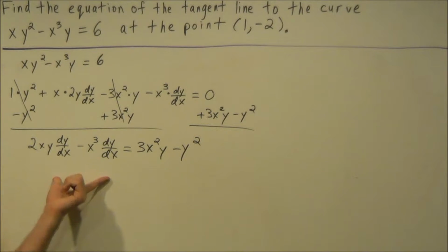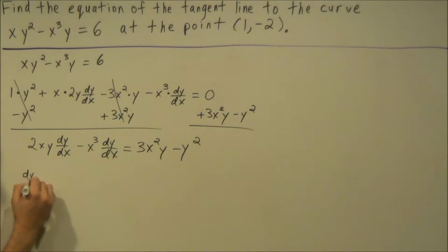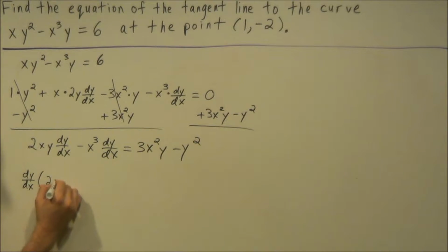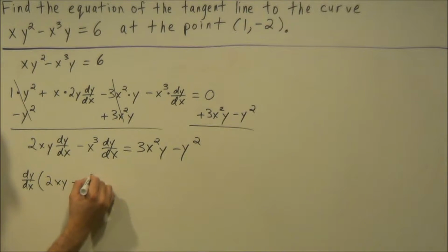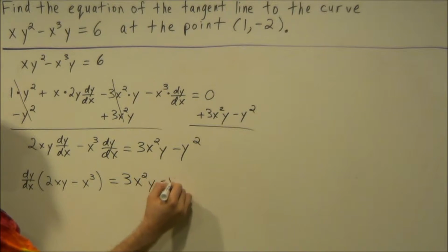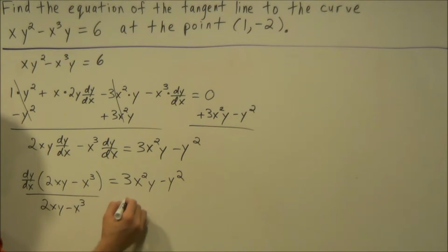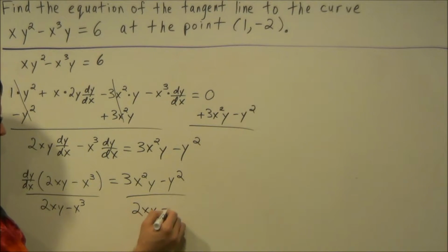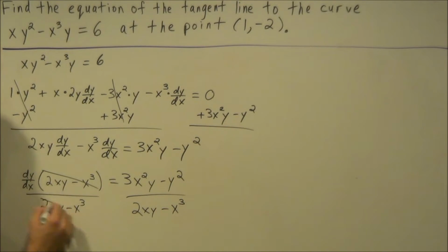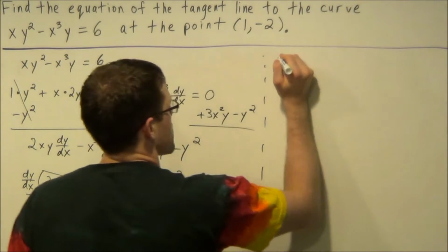To solve for dy/dx, we need to factor out the common dy/dx term, and we'll have dy/dx times the quantity 2xy minus x to the third equals, and we just rewrite the right-hand side. To solve for dy/dx, the last thing we need to do is divide both sides by this factor. So we divide by 2xy minus x to the third on both sides. The first part of this problem we could say is done. Now we just write out dy/dx.